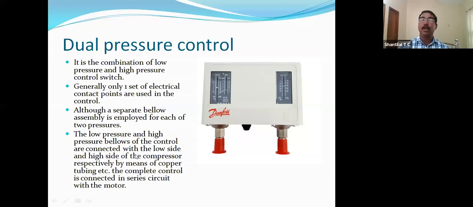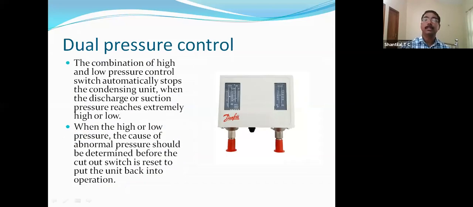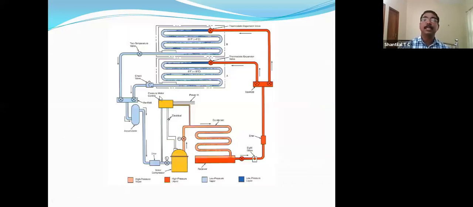One bellow is connected to the suction line and another bellow is connected to the discharge line. Then the contact points are connected in series with the compressor motor. See, this is the sketch. This is the dual pressure cutout. This is the blue line bellow, connected to the suction line, and this red line is connected to the discharge line. See, both the pressures. So the discharge pressure is coming to the dual pressure cutout, and suction pressure is also coming to this cutout.